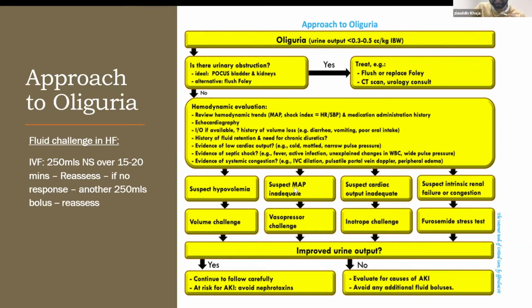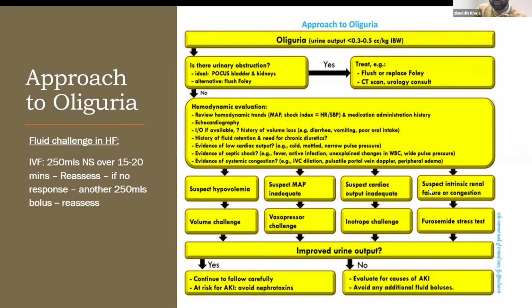And then if you're suspecting mean arterial pressure is inadequate, then we're thinking about vasopressors. Again, this would be after fluid. So first you give a little bit of fluid and then see how they're responding. And then still not responding, then you're thinking about vasopressor challenge. And if you know that there's cardiac problems, there's no adequate contractility of the heart, then you can consider inotrope challenge and then see if the urine output increases.